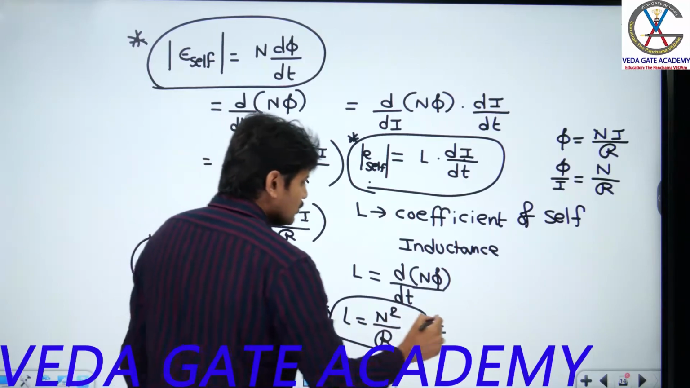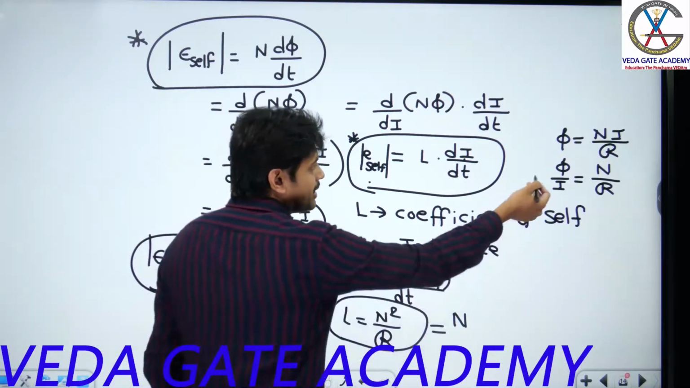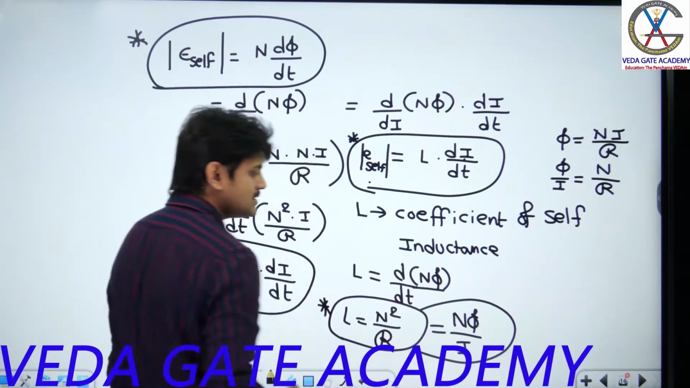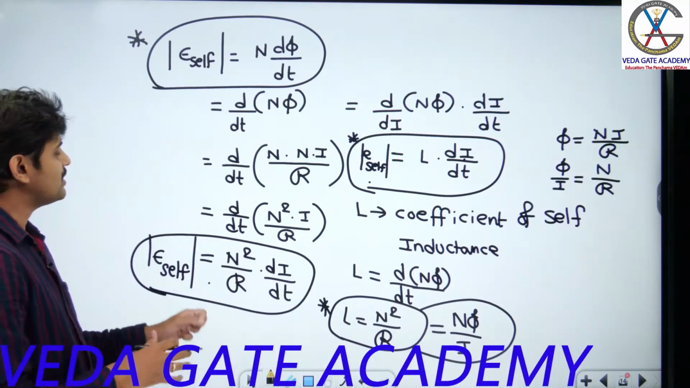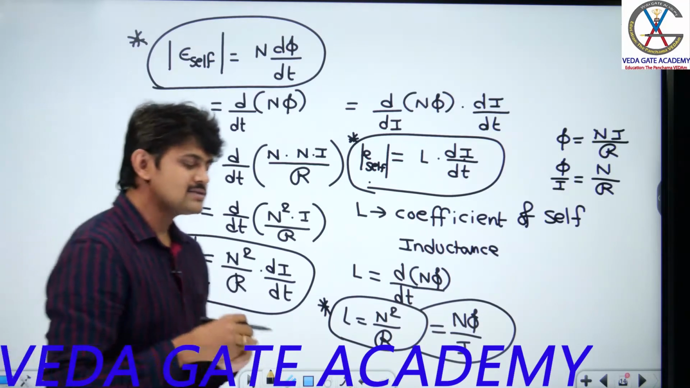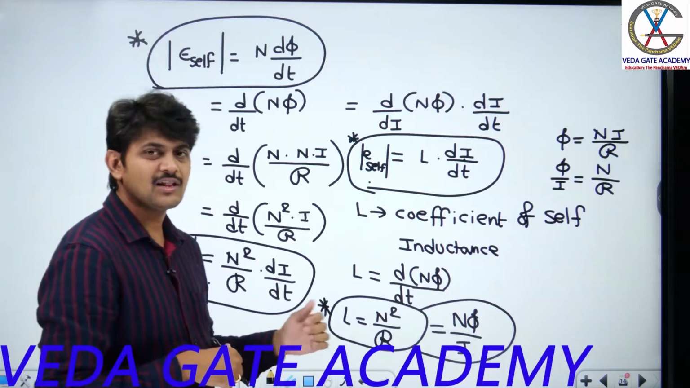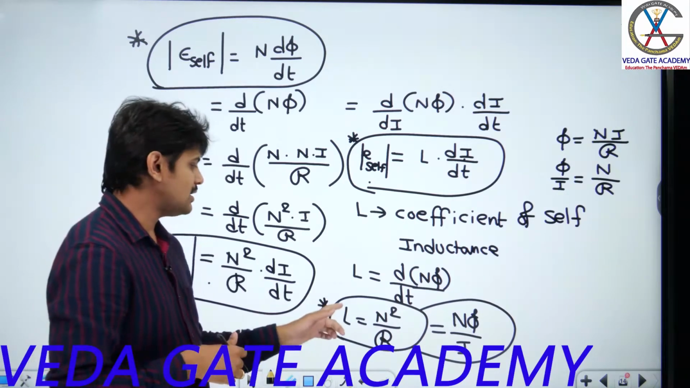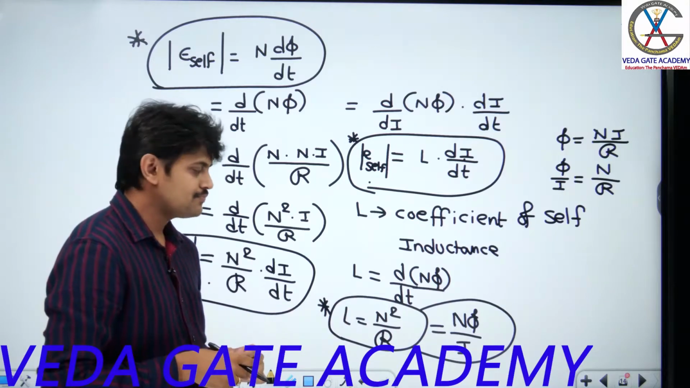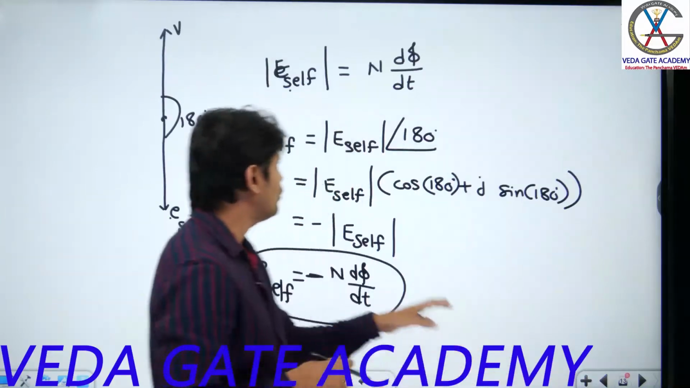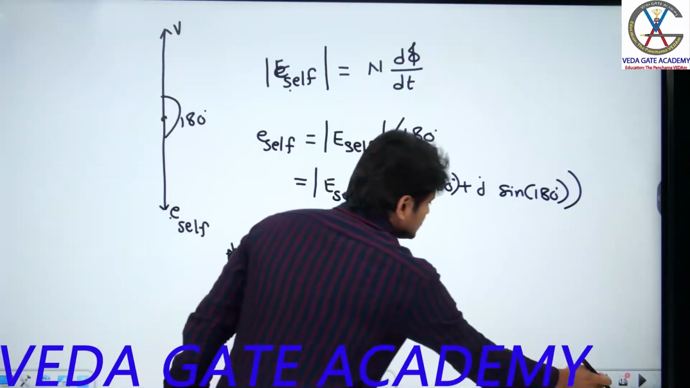You will have N into N by R. N by R I can replace with phi by I. So the other formula for coefficient of self-inductance is N phi by I. Whatever I am indicating in the brackets is very important, so please make separate notes of these points. These are the formulas which are helpful to solve the questions. So the coefficient of self-inductance L equals N square by R or N phi by I. So this is the brief idea about the self-induced EMF.